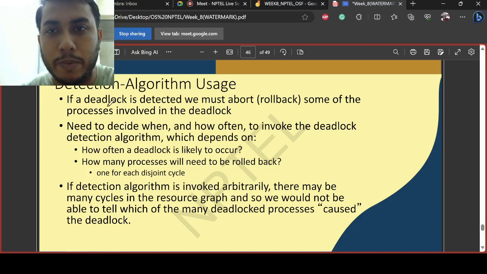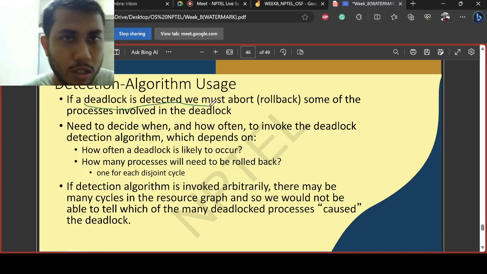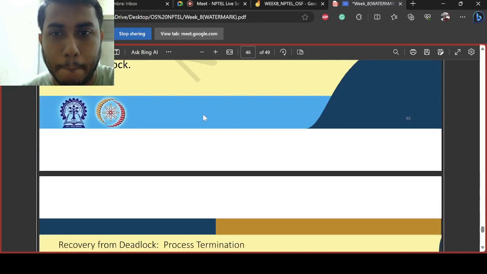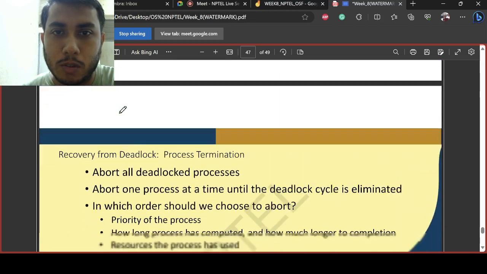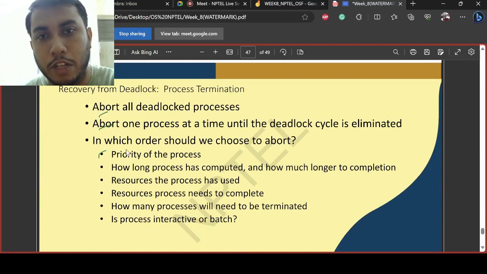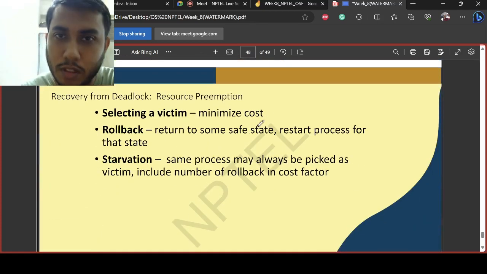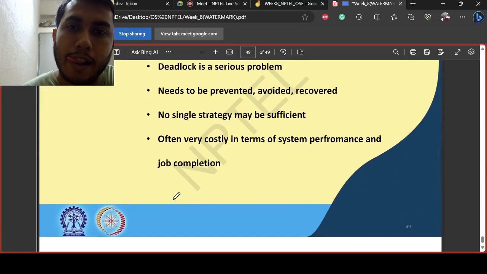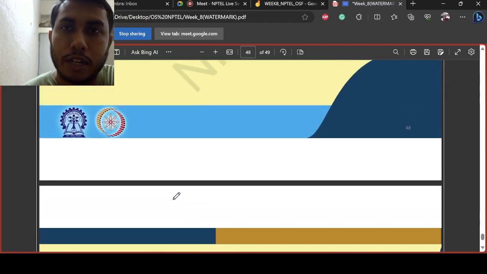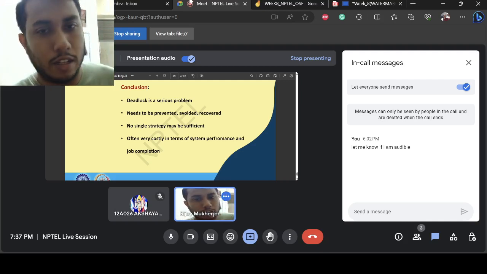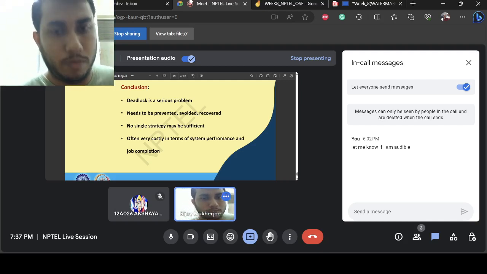So the basic concept: if a deadlock is detected, try to abort or roll back some of the processes involved in the deadlock. The other part is about aborting all deadlocked processes or one process at a time, and in which order we choose to abort. Those are the main crux of this, nothing more. So: resource preemption, selecting a victim, rollback, starvation. That is the conclusion, the end of deadlock. Any doubt regarding this you can ask, else we will go back to solving some problems.